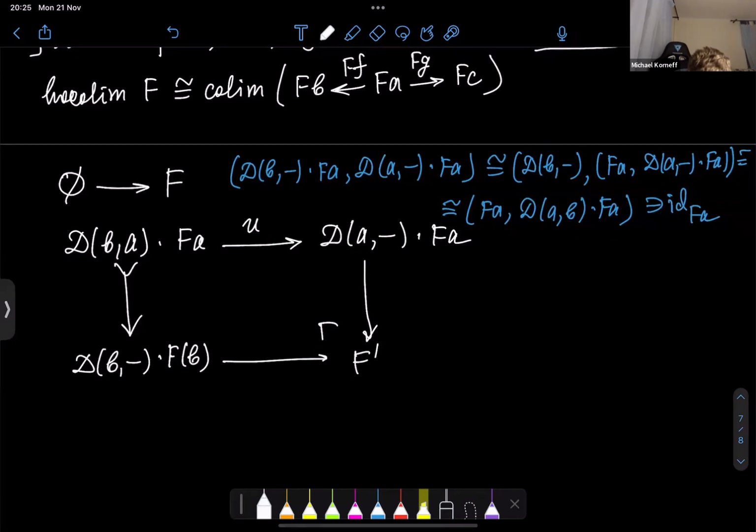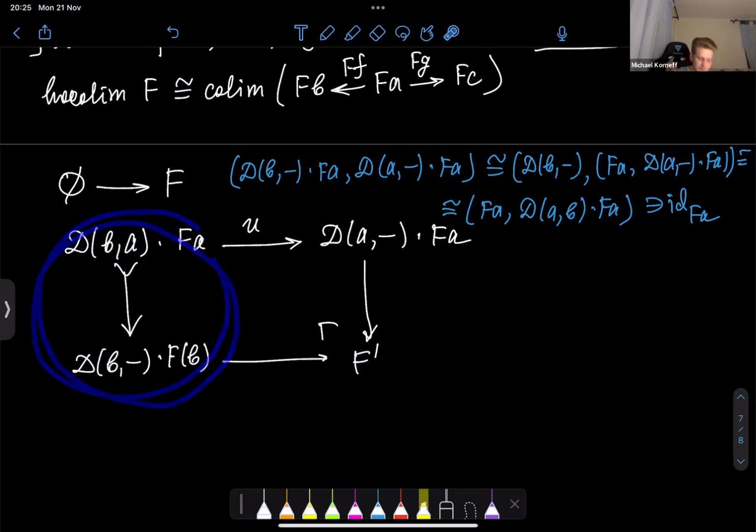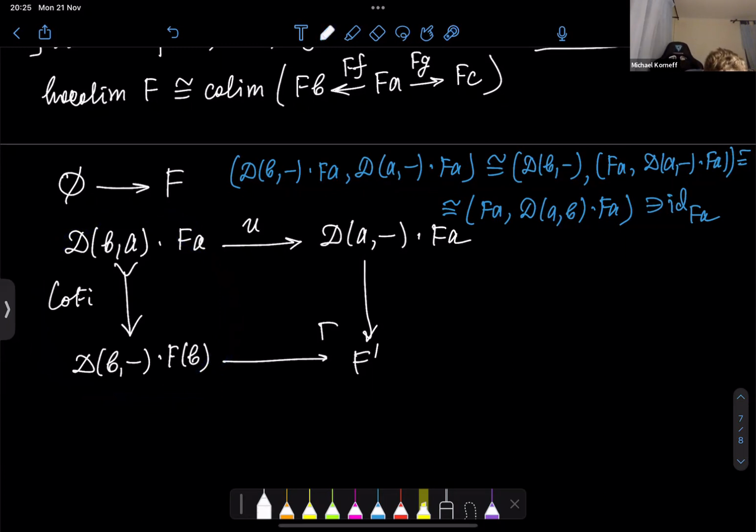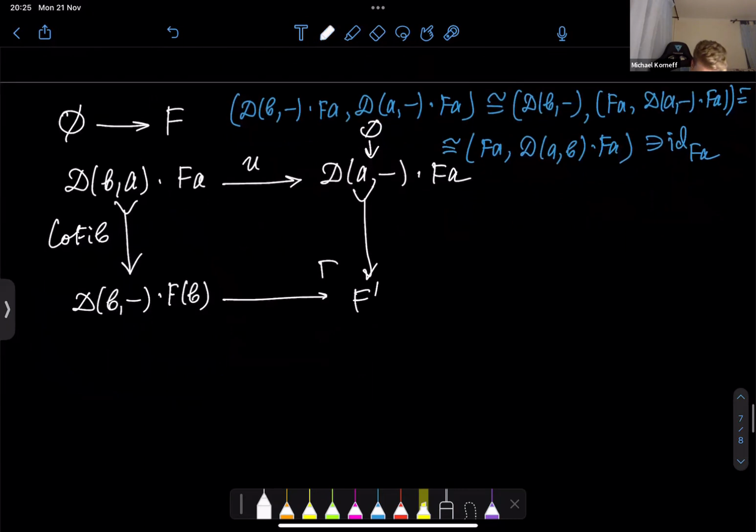Okay, and then we can form the pushout. This arrow is, of course, a cofibration, because we have proved the previous lemma, and we know that this map is a cofibration. So the pushout of this cofibration is, of course, a cofibration. And the next rectangle is the following pushout.